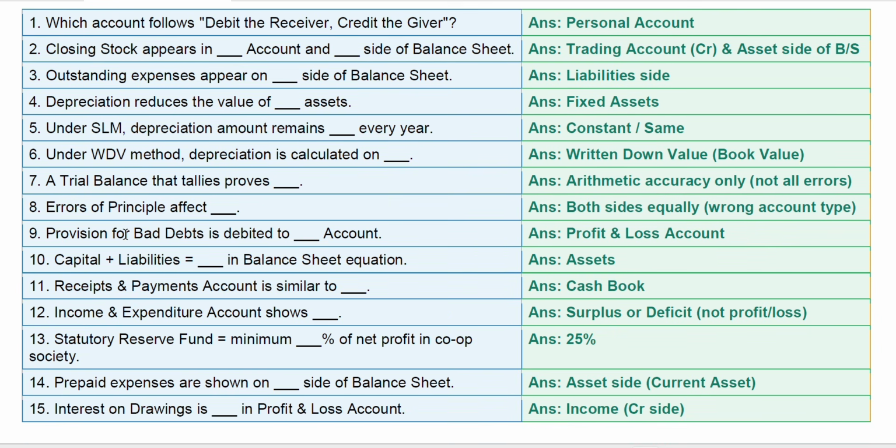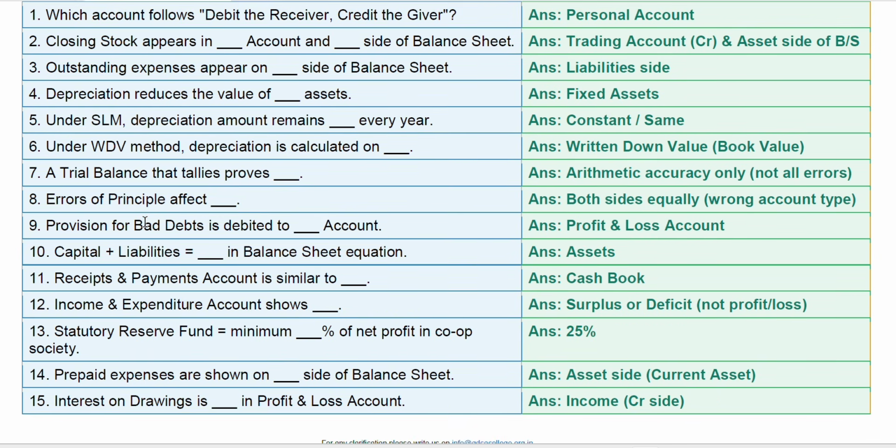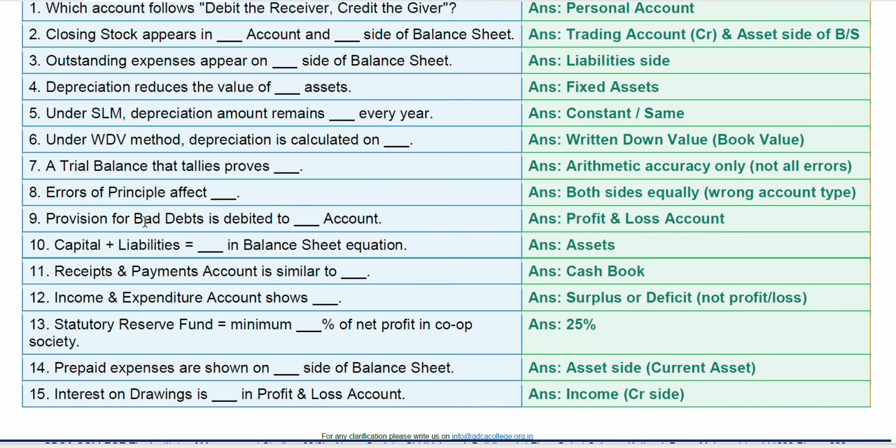A trial balance that tallies proves arithmetic accuracy only, not all errors. Errors of principle affect both sides equally. Wrong account type. Provision for bad debt is debited to dash dash account, profit and loss account. Capital plus liabilities is equal to dash dash in balance sheet. Assets in balance sheet. Receipts and payment account is similar to cash book. Income and expenditure account shows surplus or deficit, for non-profit organisations.